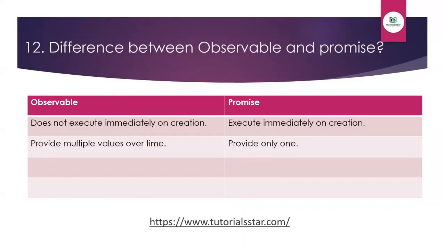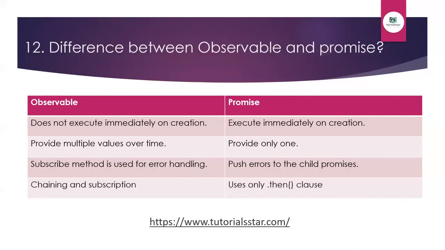Next, we have the values. Observable works with multiple values, whereas a promise returns and works with one value. Next, we have error handling. In observable, we have the subscribe method to use for error handling, whereas in a promise, we push the errors to the child promises.